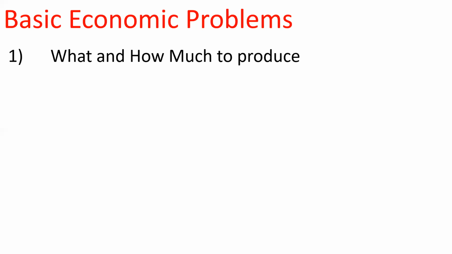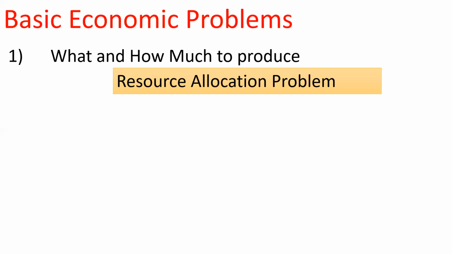If you can't remember basic economic problems, you can't answer this question. It's a different issue, right? Your knowledge is a must. But even though you have the knowledge, you should be able to apply the knowledge to answer MCQs. Okay, what do you mean by what and how much to produce? We call it the resource allocation problem: how to allocate resources among the alternatives.